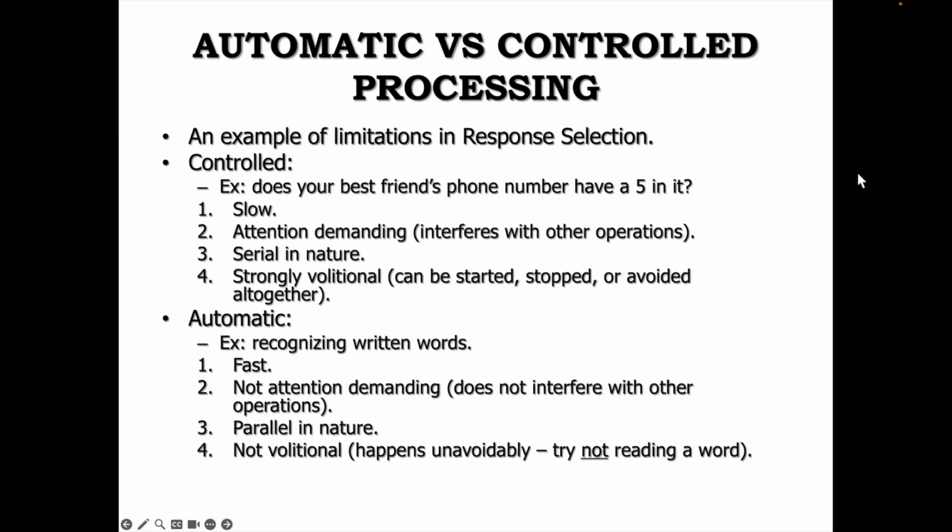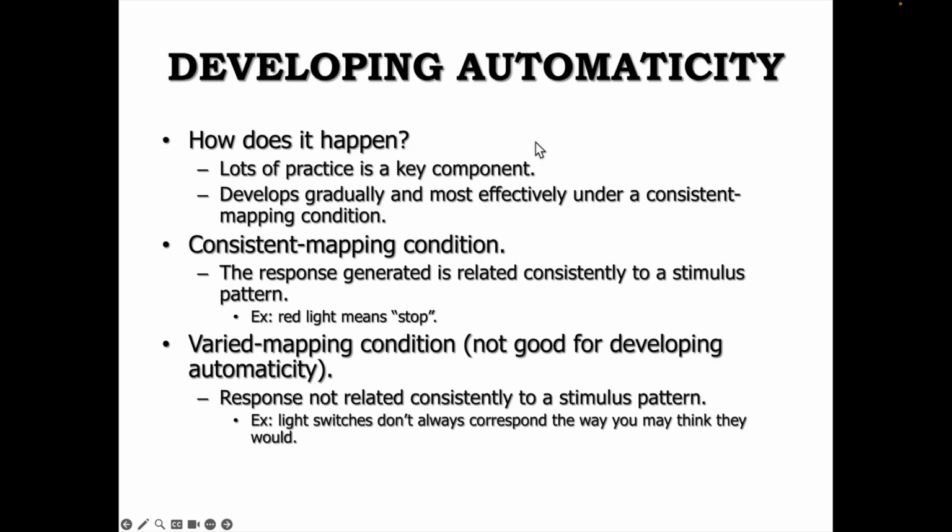So how do we go from controlled processing, which is very slow and attention demanding, to more automatic processing? How do we develop this automaticity? One way to do this is to practice a lot. One reason why professional basketball players are able to dribble a basketball very quickly, move around well, and not even look at the ball when they're dribbling is due to all the practice they've done. Developing this automaticity happens gradually.